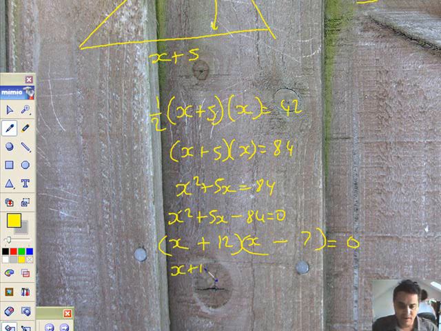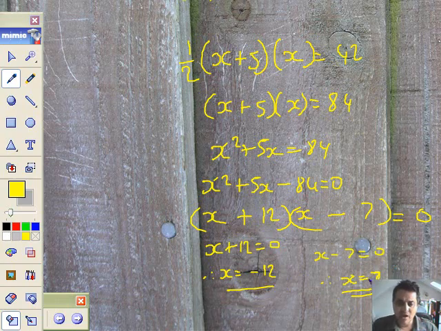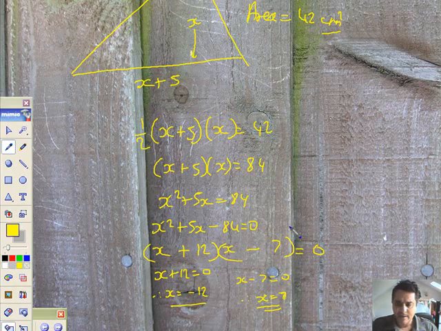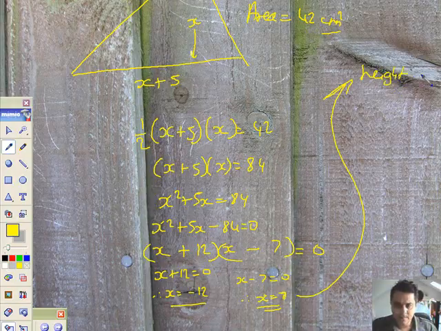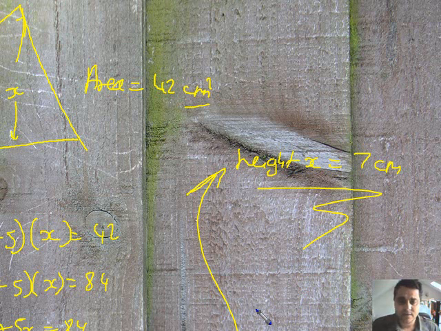So I've got two parts to this. I've got x plus 12 equals 0, therefore x is negative 12, and I've got x minus 7 equals 0, and therefore x equals 7. Now we can only take the positive solution as a valid height, because you won't have a height of minus 12 centimetres. It doesn't make sense. So therefore, let's write the solution up here. Height x equals 7 centimetres, and that's all there is to it.